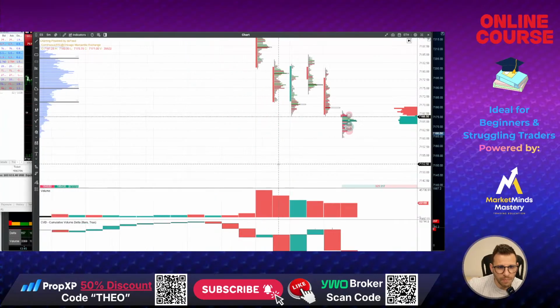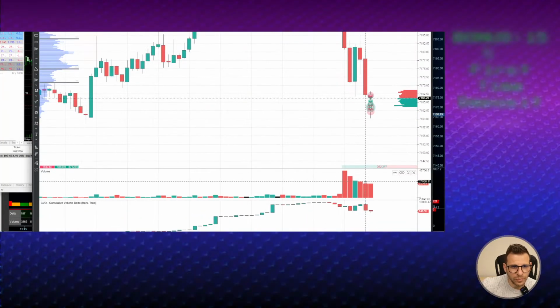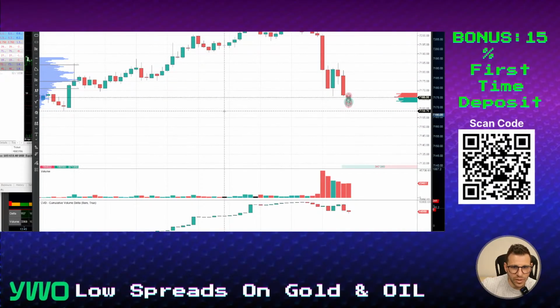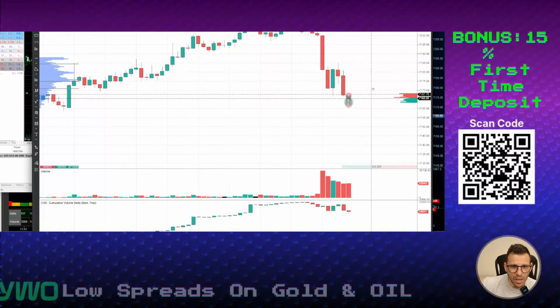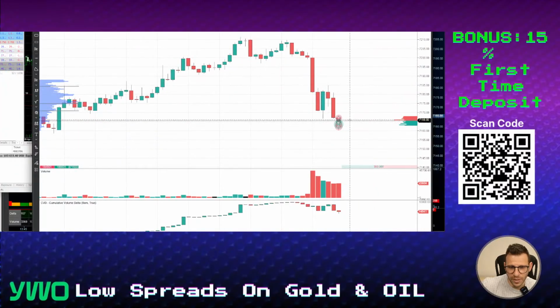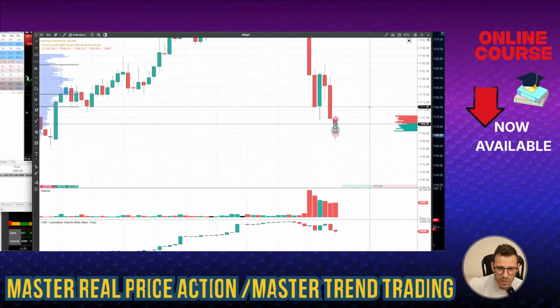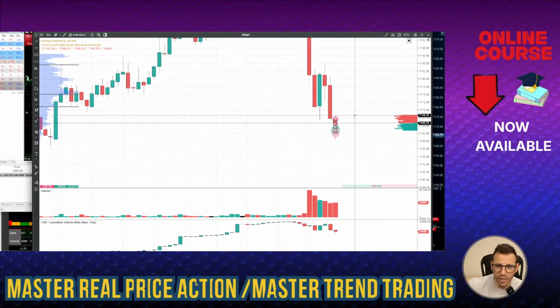So let's see. Let's hope that the sellers will remain in control and they will push the price down. On the candlestick chart, we see it like this. I'm not going to close my trade now. I have faith in this one. I believe that the market will keep going down.